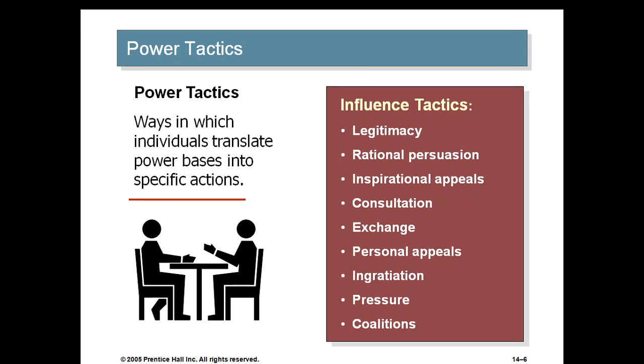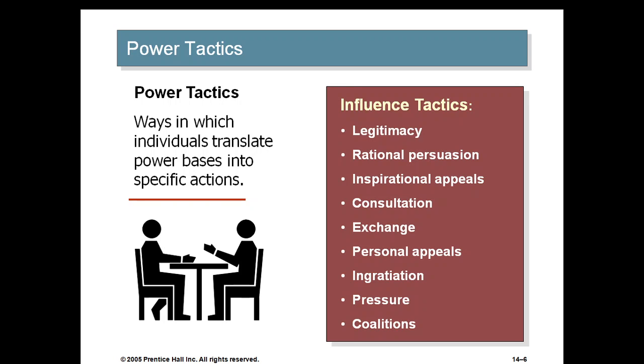So those were the bases of power, the sources of power, and what we are looking at now are the tactics, power tactics, the ways in which individuals translate power bases into action. So now you know which power base you are supposed to act your power play on, whether you are an expert, or you have formal authority, or you have a referent power source, or you are a charismatic leader. You know which base you are playing your power dynamics on, and then use these tactics on the corresponding base that you belong to.